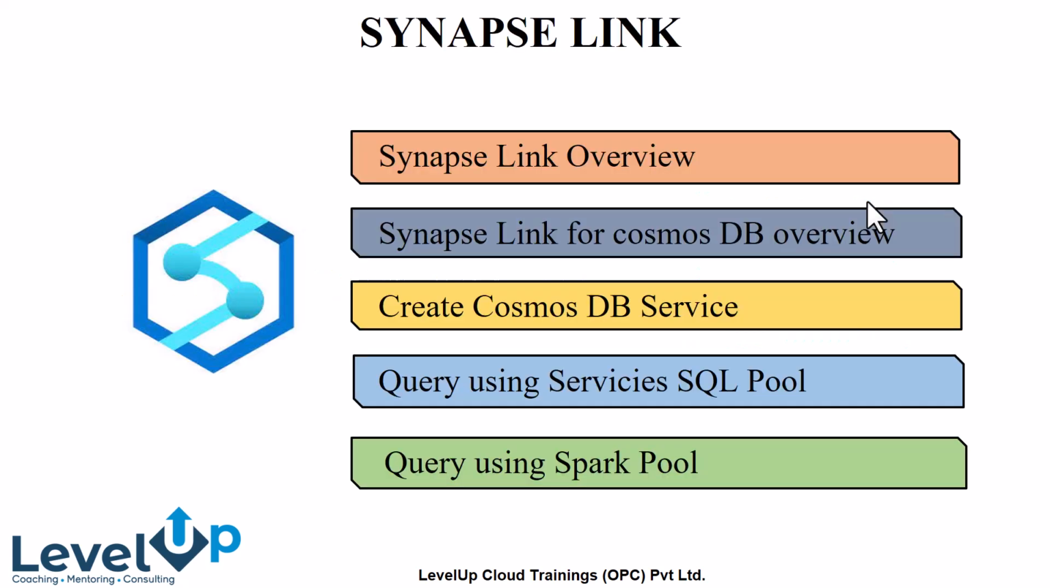Now, first, let us understand what a Synapse Link is. We'll also understand Synapse Link for Cosmos DB, and we will create a Cosmos DB service. We'll query the data which is there in Cosmos DB by using Synapse SQL pool, and we'll also query using Spark pool. These are the things that we are going to learn in this particular chapter.